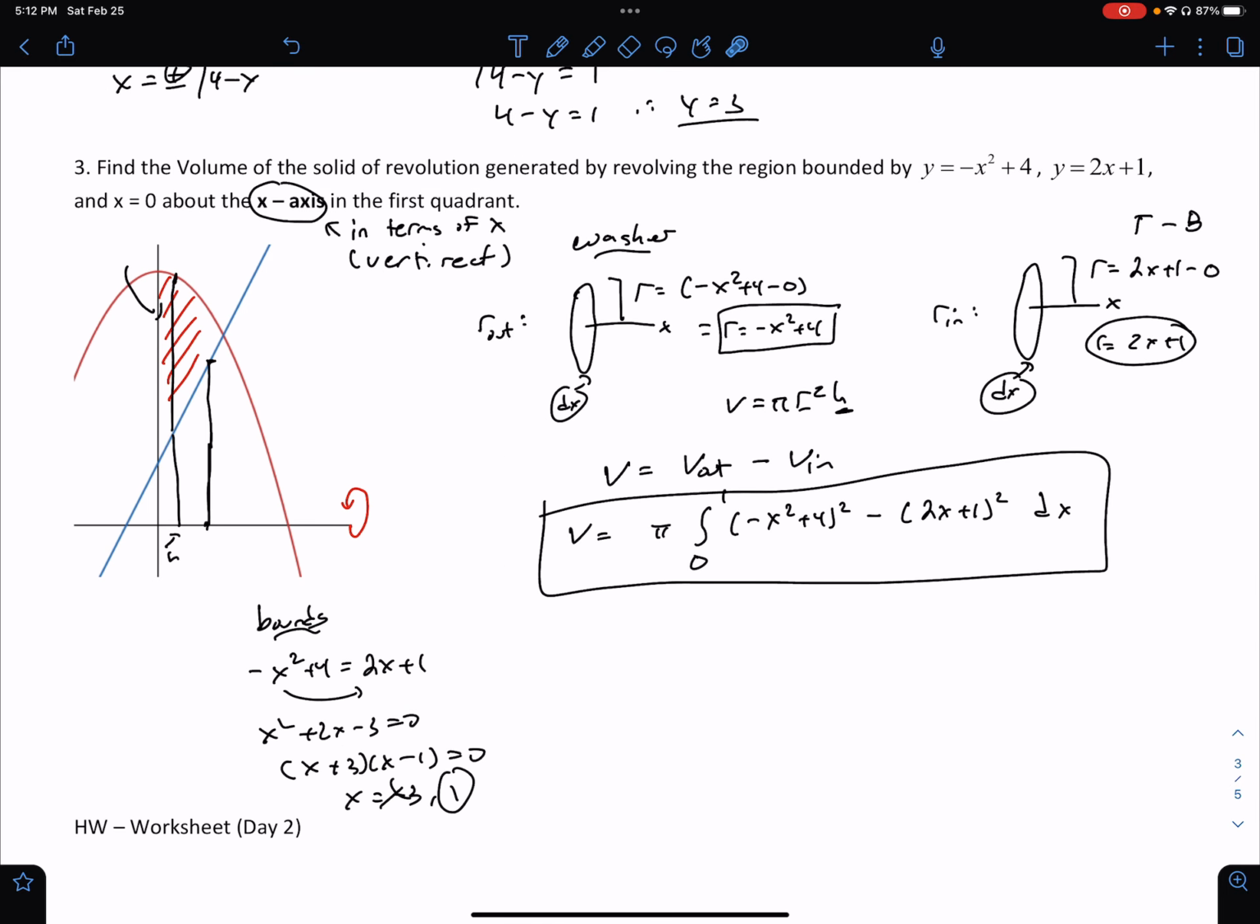Sorry if I got you nervous there. We take the volume now of the outside and the volume of the inside. So we just have to take the two discs and subtract them. That is all we're doing.